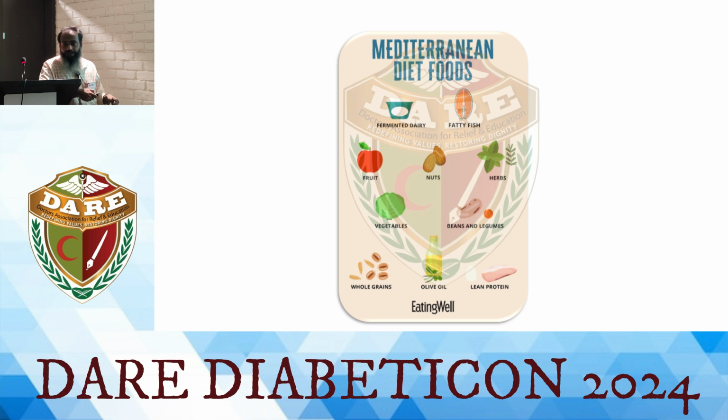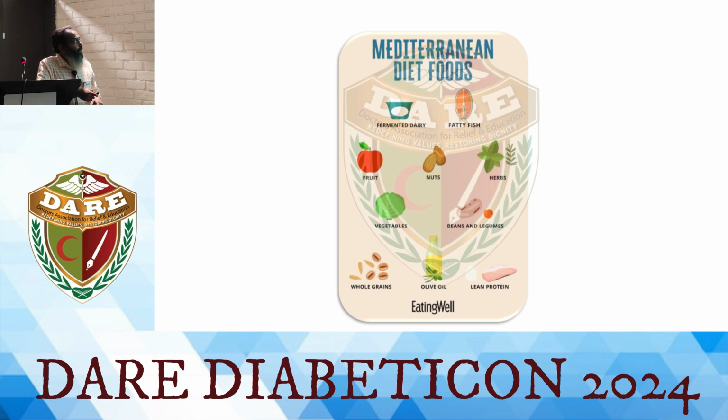So the changes we can advise our patients are taking a lot of fish rather than red meat, fermented dairy in the form of curd or yogurt, a lot of fruits, lots of nuts, green leafy vegetables, herbs, and a lot of legumes. Legumes are also core to the Mediterranean diet, and the grains should be wholesome, with some lean protein. These are the core of the Mediterranean diet. If such a diet is advised for these patients, it makes a lot of difference in their treatment.